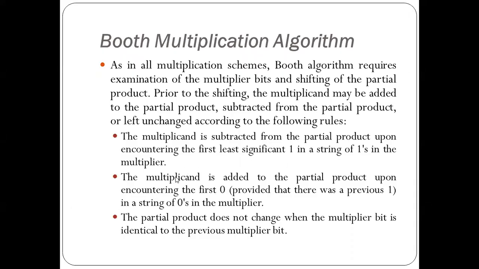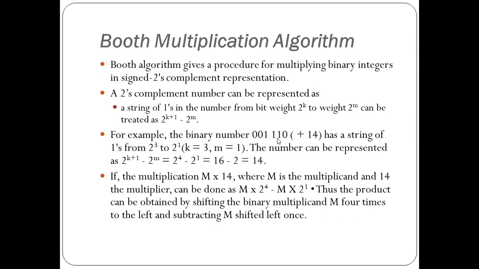The multiplicand is added to the partial product upon encountering the first 0, provided that there was a previous 1 in the string of zeros. So the first 0 encountered, provided that there should be a previous 1, and the series should be 0-1. Okay. But there won't be such a condition for m. Whenever the first 1 is encountered, that will be considered as m. But for the k term, the 0 should appear, provided the previous bit is 1. The 0-1 is compulsory. Okay.